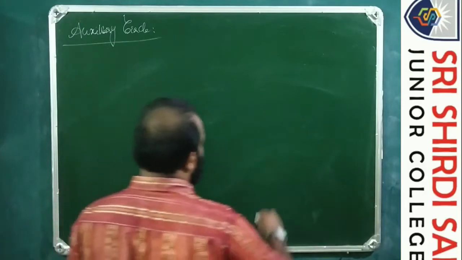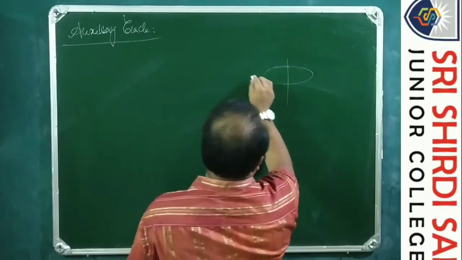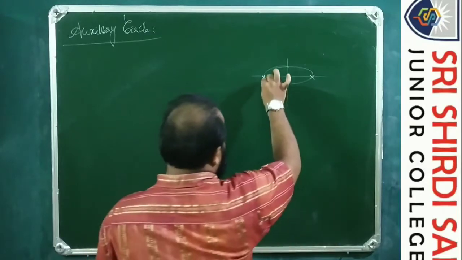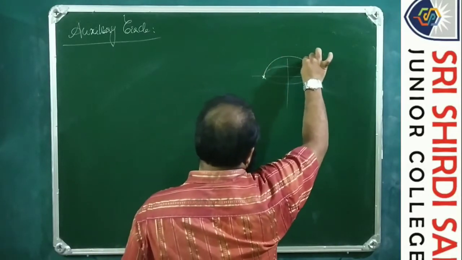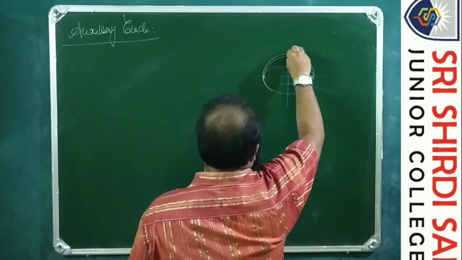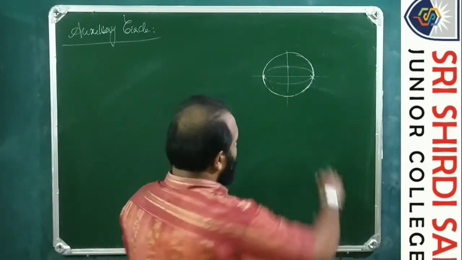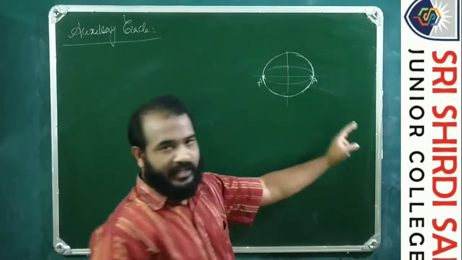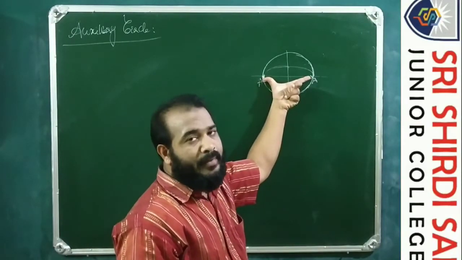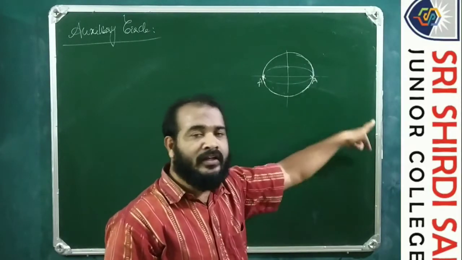There, the auxiliary circle is nothing but, for example, this is the ellipse and this is the major axis. It is the circle described on the major axis of the ellipse. A dash is the major axis of the ellipse, and for this circle, this major axis is the diameter. Therefore this circle is said to be the auxiliary circle for the ellipse.